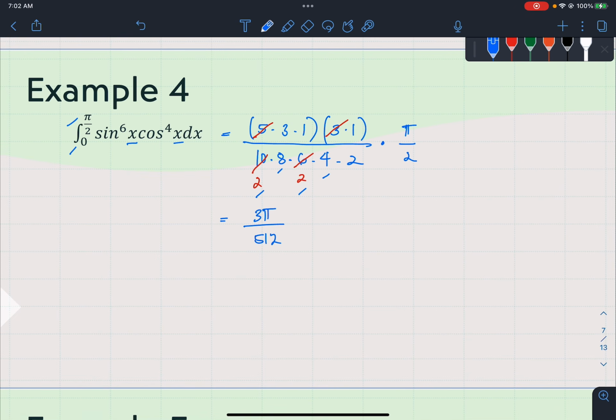Okay, so 5, 3, 1, so 3 and 1. So 10, 8, 6, 4, 2. So 3 and 6 will be 2, 5 and 10 will be 2. So the answer is 3 pi all over 512. So 3 pi all over 512.